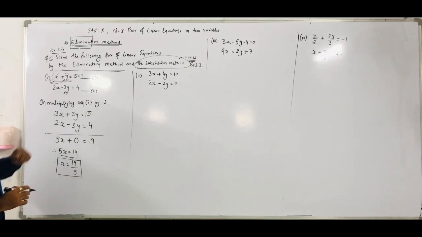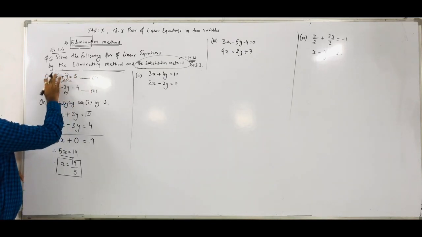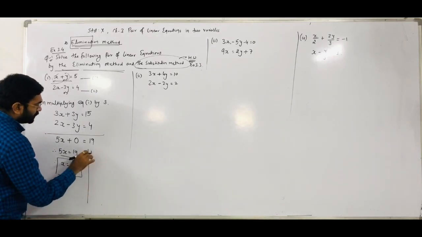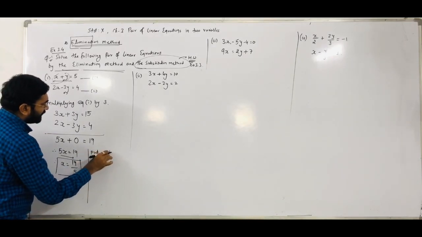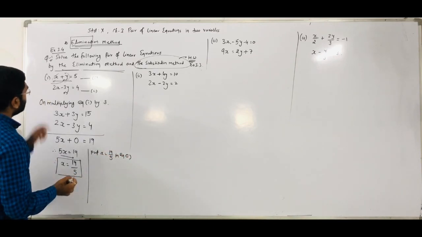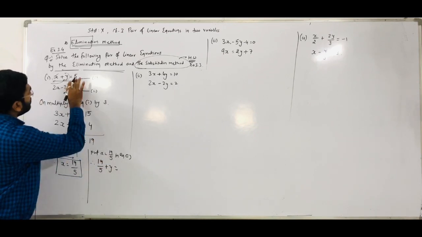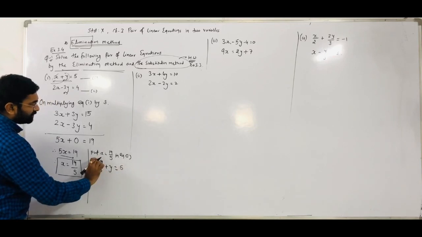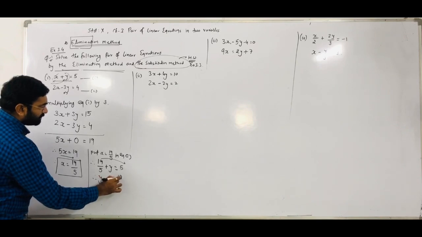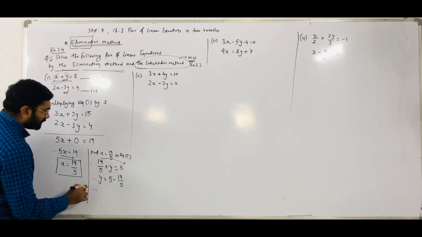Now we have to find the y value also, right? So for that what we have to do? In the first equation we put the x value as 19 by 5. So put x is equal to 19 by 5 in equation number 1. So here we get 19 by 5 plus y is equal to 5. This is our equation number 1. The y value we have to find out. So the rational number goes to the right hand side and becomes minus. Plus 19 by 5 goes to the right hand side, then it becomes minus 19 by 5.